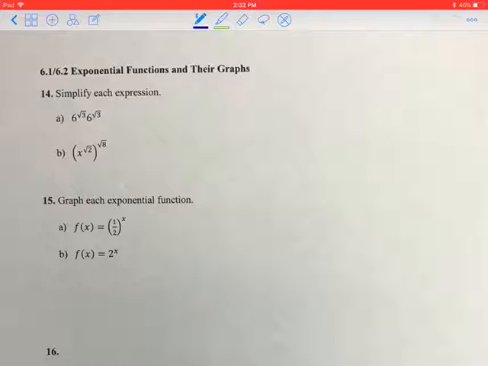All right, here are the solutions to 14, 15, and 16. And so we're in exponential functions and their graphs. So for number 14, we're simplifying, and we have some kind of unusual exponents.